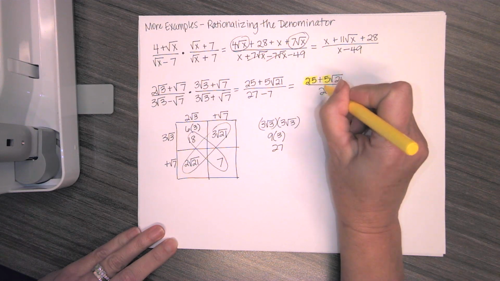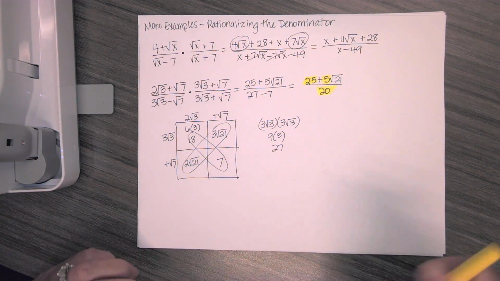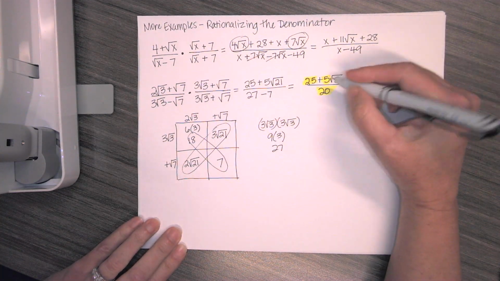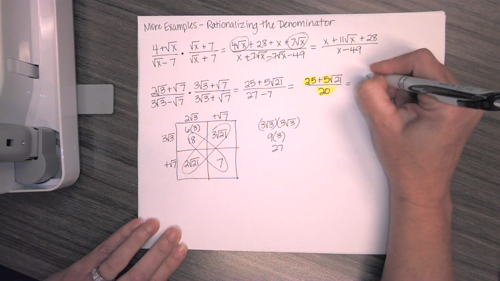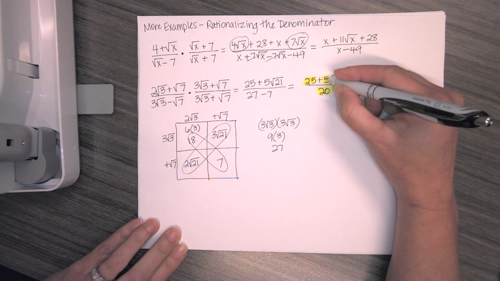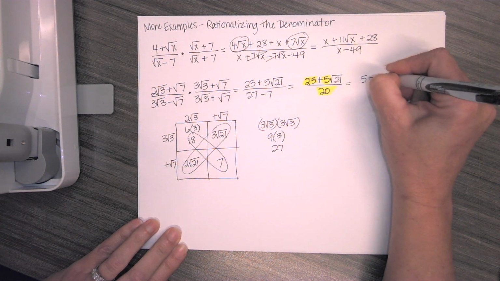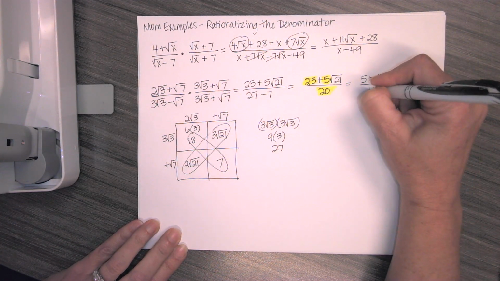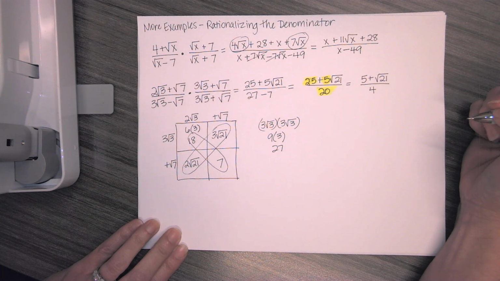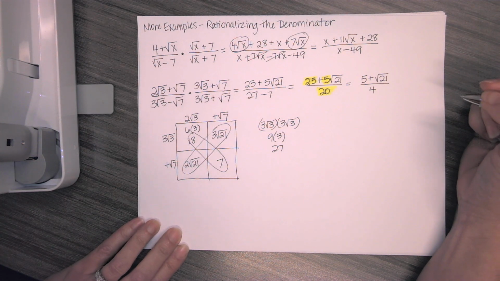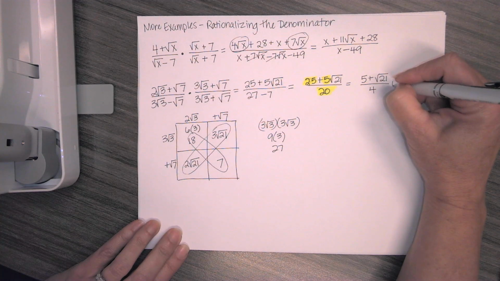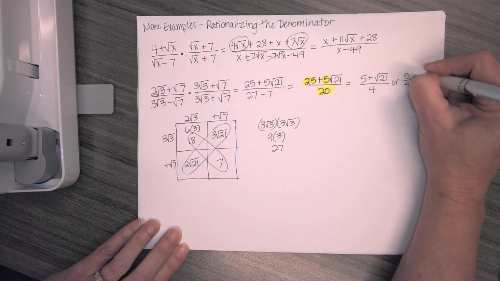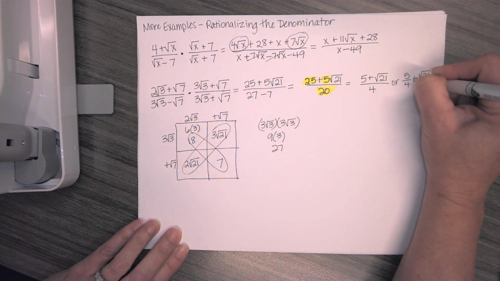Now to simplify this, we look basically here, here, and here. All of those numbers are divisible by 5. And so we can simplify this by dividing those all by 5. 25 divided by 5 is 5. This 5 divided by 5 is 1, so I can write the 1, or I don't have to, and just put square root of 21. And then 20 divided by 5 is 4. So we have 5 plus the square root of 21 over 4. Now that is the same, just if you were wondering, as 5/4 plus the square root of 21 over 4.